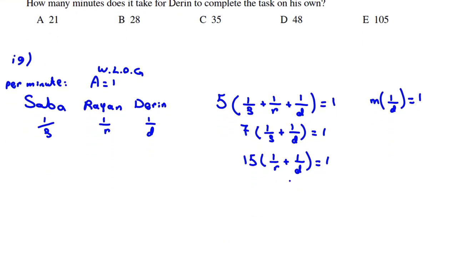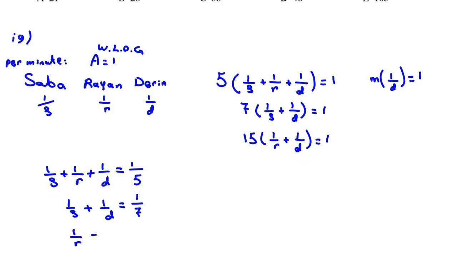Okay? We have 3 equations, 3 variables, so we can simplify to solve the problem. From the first one, 1 over S plus 1 over R plus 1 over D equals 1 over 5, if we divide both sides by 5. For the second one, we should divide by 7, so 1 over S plus 1 over D equals 1 over 7. And the last one, 1 over R plus 1 over D is 1 over 15. Here we have 3 equations, 3 variables. Our variables are 1 over S, 1 over R, 1 over D, or S, R, D. And we have 3 equations.